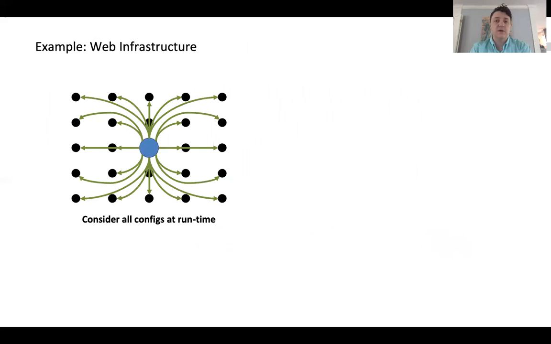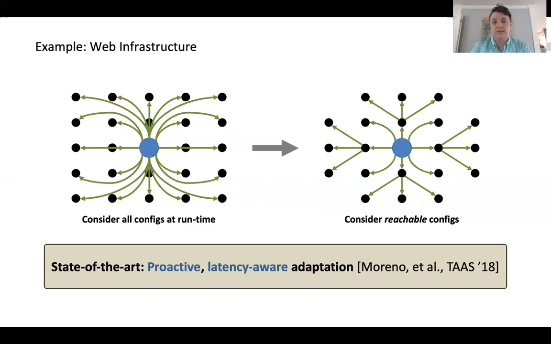In a naive brute force approach, the system would react to changes in the environment by evaluating all of the possible configurations at runtime and selecting the one that provides the best utility. That may not take into account things that have a latency, like adding a new server, which is addressed by the state of the art in this area, which takes a proactive approach in that it looks ahead to see what the value of the configuration may be in the future, and makes this decision based on which adaptations would be reachable in the given time span and would have an impact on the system.